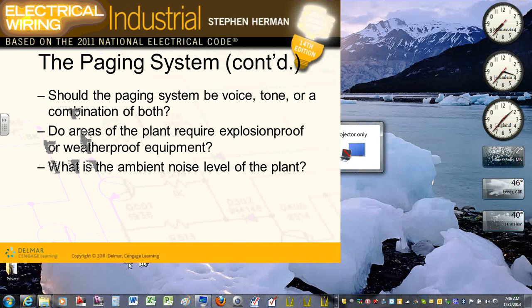Should the paging system be voice, tone, or combination of both? With your paging system, guys, you can announce typically messages or you can have tones or combination.